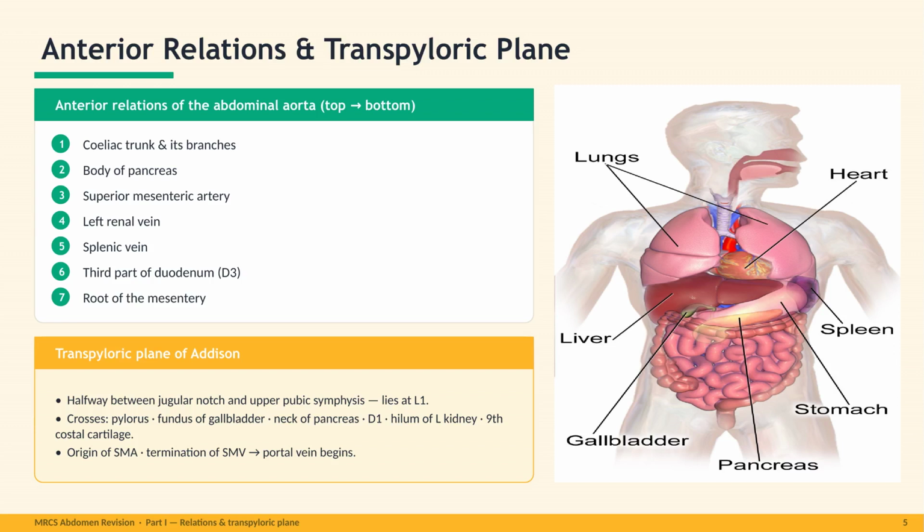Clinically, this is where the SMA arises from the aorta and where the splenic vein and SMV meet behind the pancreatic neck to form the portal vein. So in one horizontal plane, you've named most of the upper abdominal landmarks. Powerful answer to have ready.